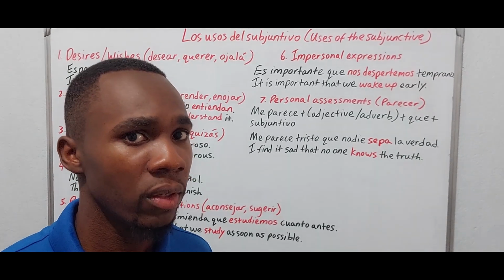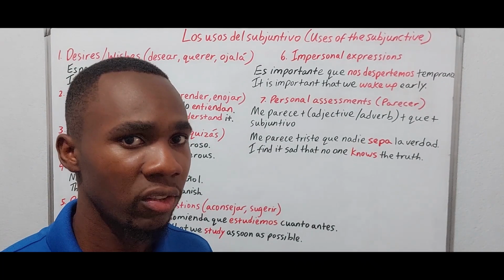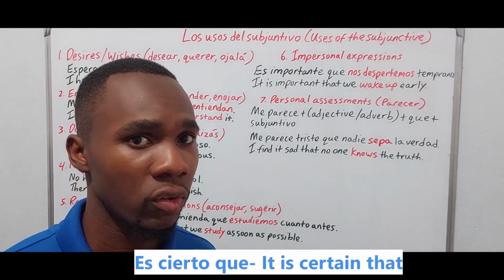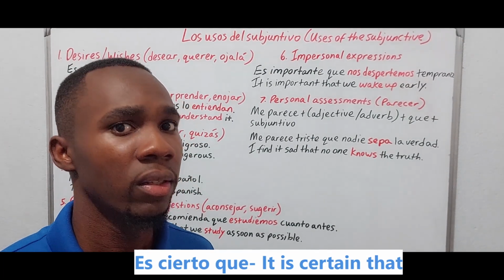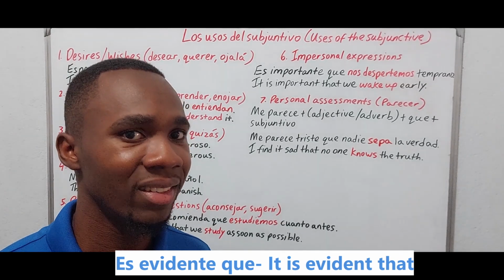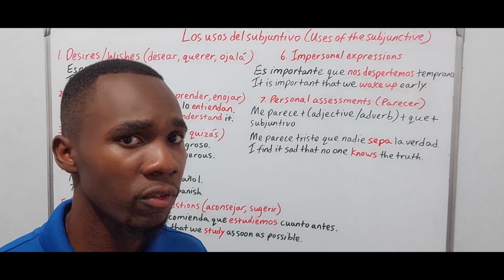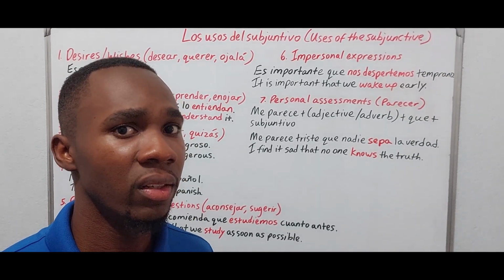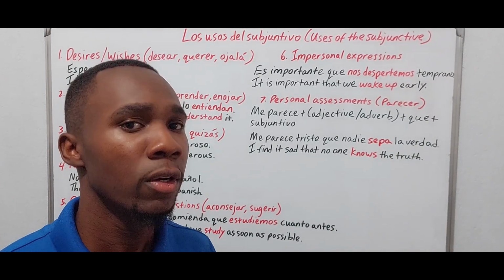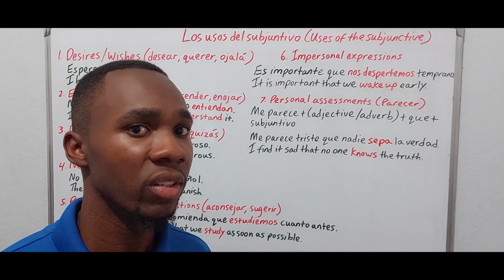For example, es verdad que, it is true that. Es obvio que, it is obvious that. Es cierto que, it is certain that. Es evidente que, it is evident that. And está claro que, it is clear that. So all of those require the indicative because they express certainty. However, if we were to make them negative, we would use the subjunctive.